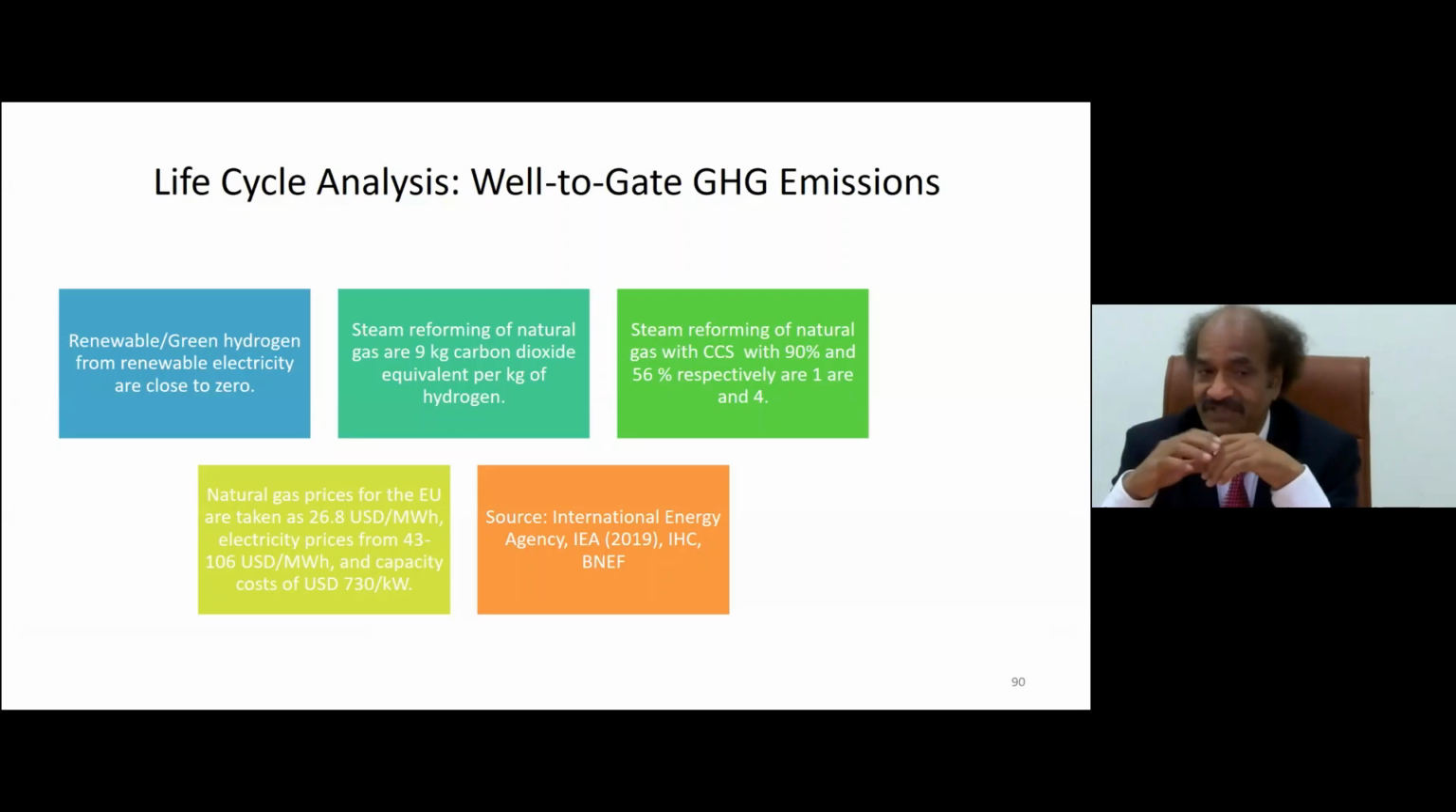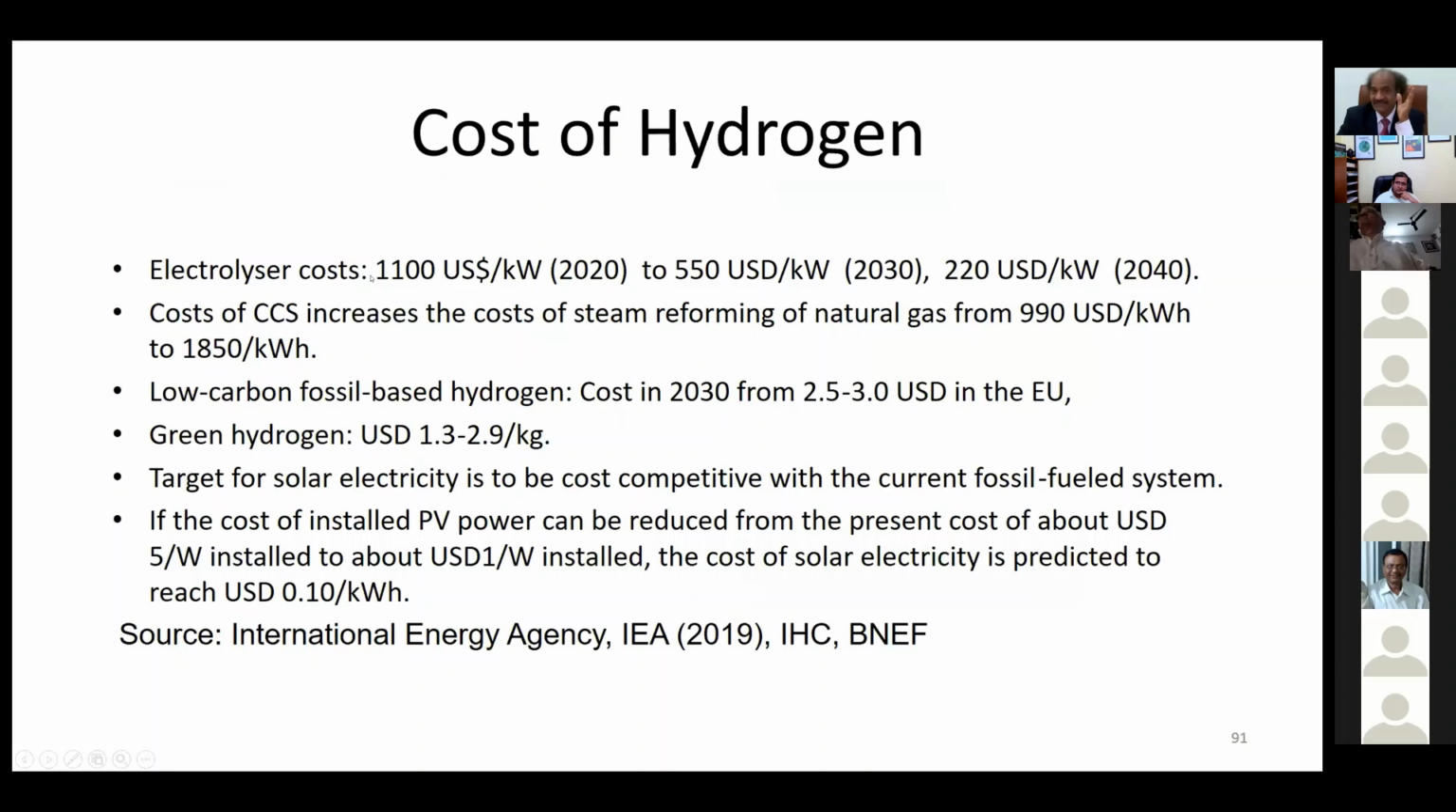Here the natural gas prices were taken from the European Union. Right now the natural gas prices have gone up because of the war. You can see that this is anywhere between $26.8 per megawatt hour, and electricity cost will be $40 to $106 per megawatt hour. The capacity cost is $730 per kilowatt. If you look at the electrolyzer cost, it is about $1,100. In India, they are talking about $1,500. It will go down to 550 by 2030 and 220 by 2040. That is what is targeted.